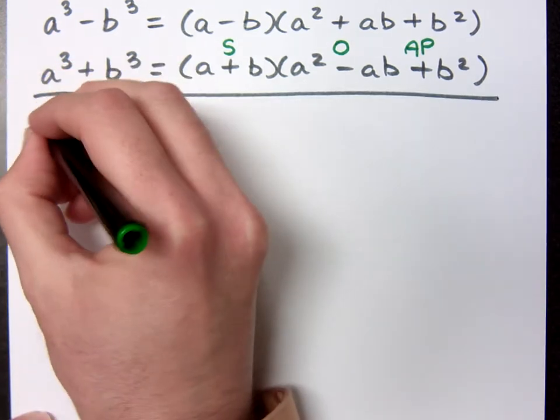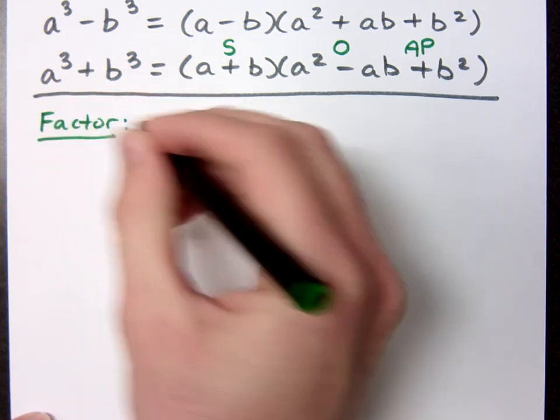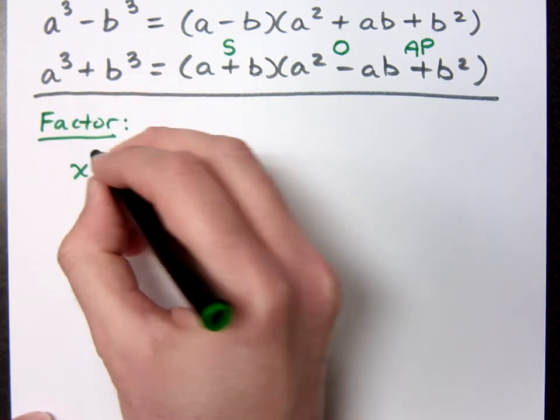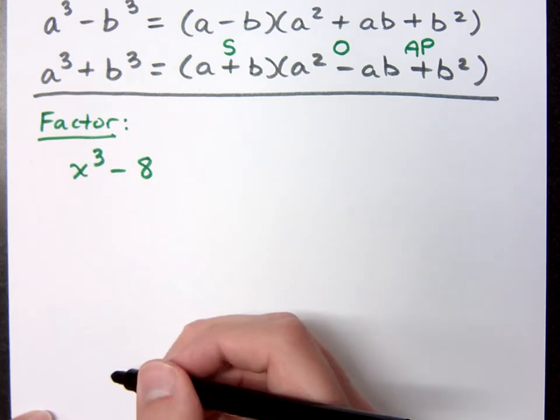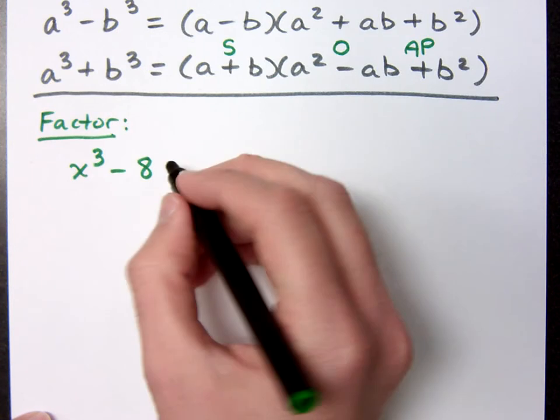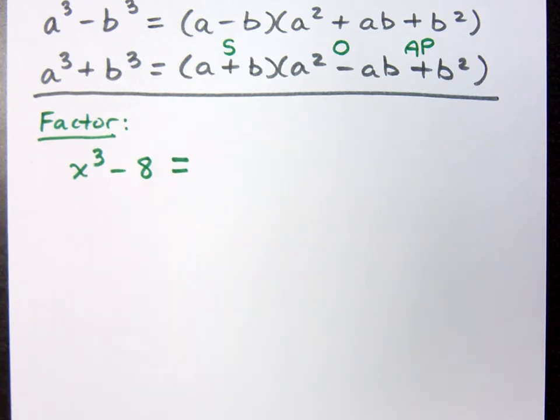So let's start with this example. If I want to factor x to the third minus 8. Now, anytime that we're factoring, we always remember the first thing with factoring, and that's to look for your greatest common factor. Is there a common factor here for these two terms? 1. But does that help us out at all? No, not in this case.